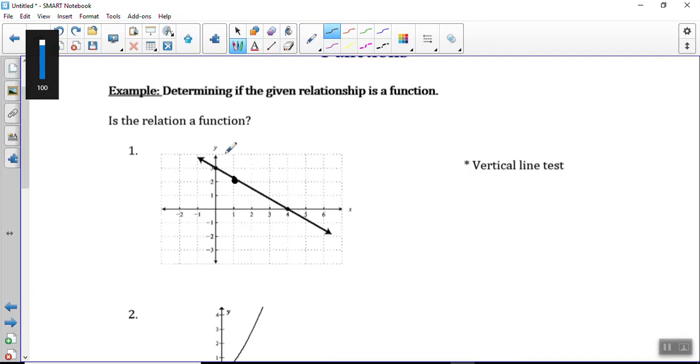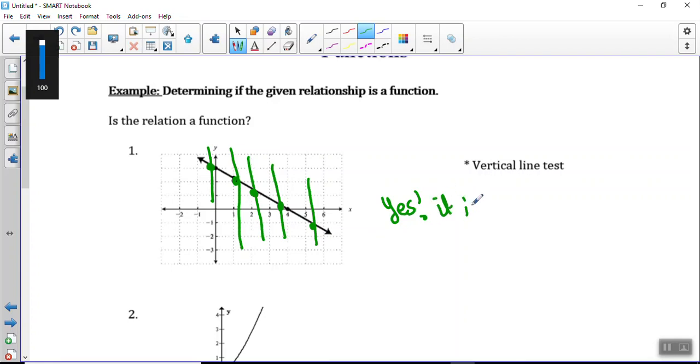So I'm going to do a vertical line test. All that means is I'm going to draw vertical lines throughout my graph. They don't have to be perfect, but you notice how the vertical lines are hitting the graph at only one place. So since it's only going to one y coordinate, we can say yes, it's a function. This relation, yes, it is a function.